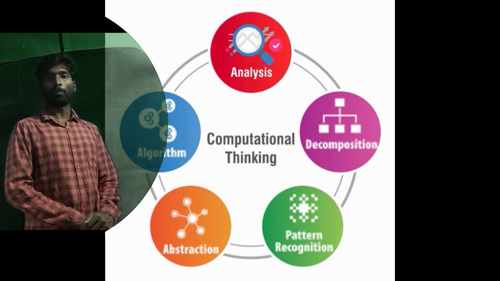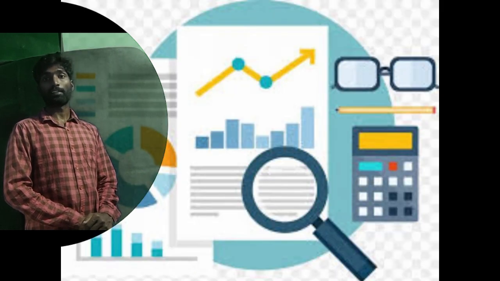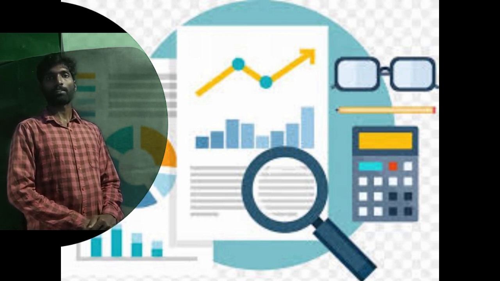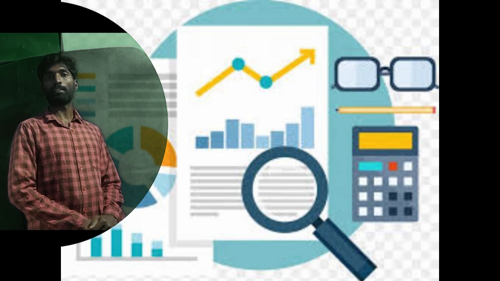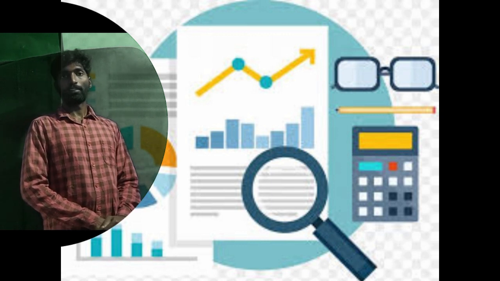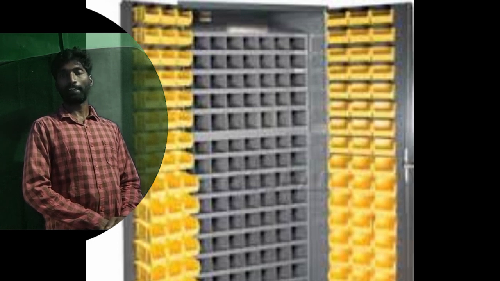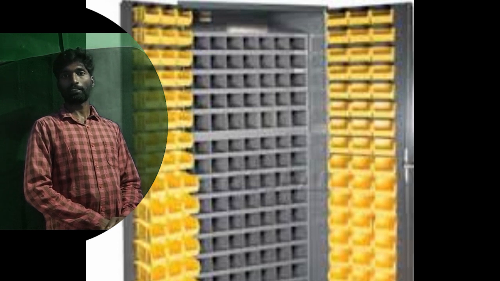Now in these 5 components, first, analysis. Let's see what is analysis. Analysis is a process of understanding what the real problem is and what conditions we have to work with. Second, decomposition. Decomposition divides a problem into small parts. These small parts help us to solve a problem in an easy way.